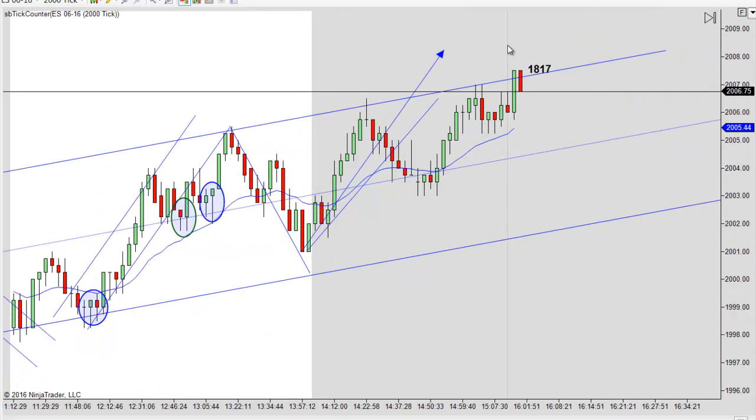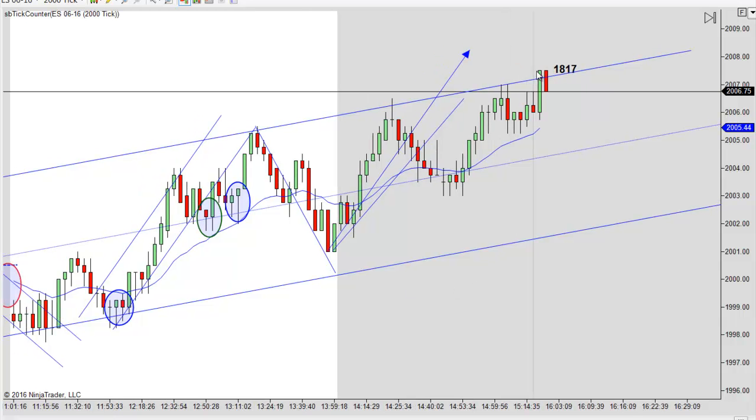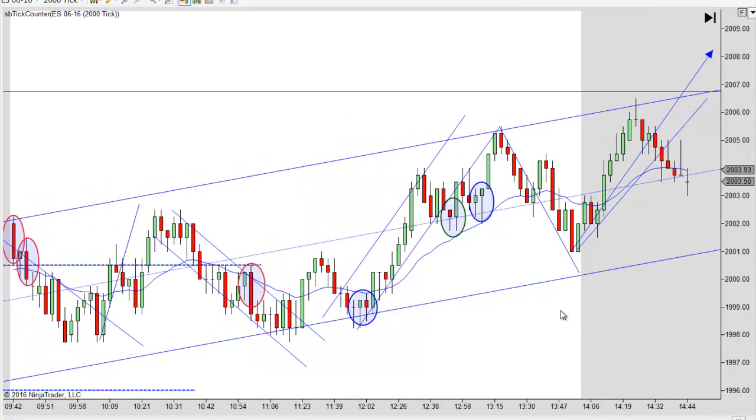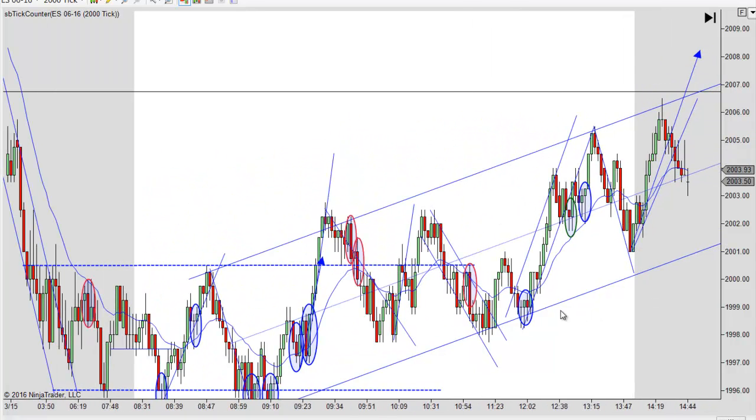And you can see that's right where we were headed into the close, and we got real close. So that might have kept you in this trade all the way to the close. So, pretty good trading day, a good many trades.